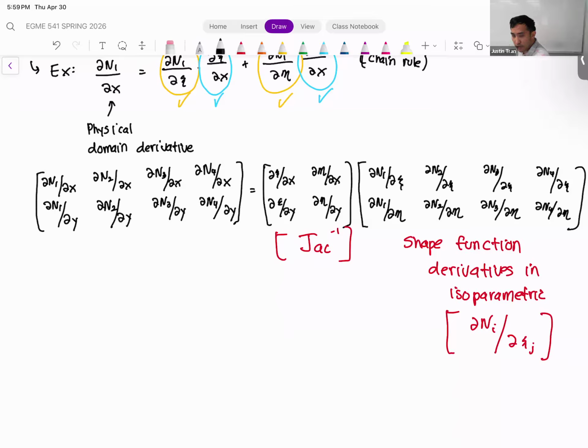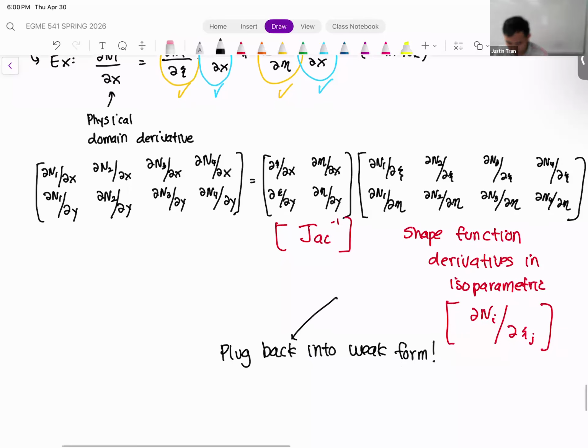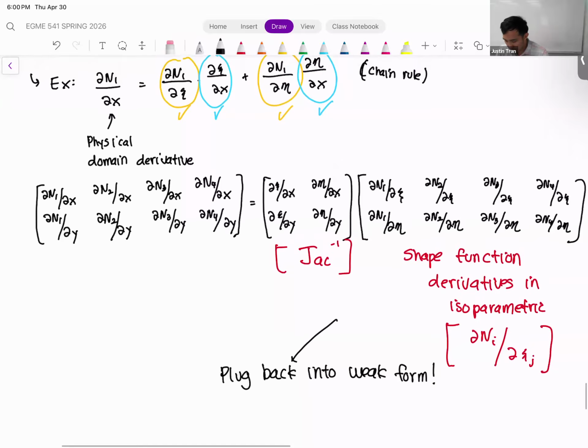So this is great, right? And so now that we have an expression that we can plug in the right-hand side here, we can plug this back into our weak form and replace all those physical shape function derivatives. Okay, so that'll be kind of the last thing that we do. Okay. So it's a lot of matrices, a lot of derivatives there. Any questions on this before we plug it all back in, we put it all together?